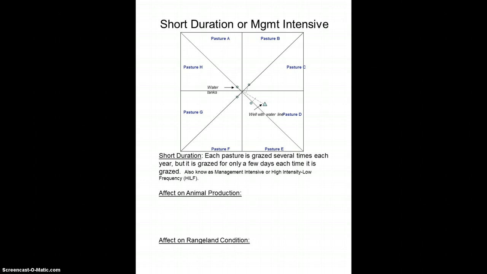The effect on animal production can be quite good because animals are always moving on to areas that have been grazed, where the older material is removed and the fast-growing vegetation is accessible. The effect on rangeland condition can be either way. Sometimes it can be improvement if there's plenty of moisture during the growing season when plants can recover.